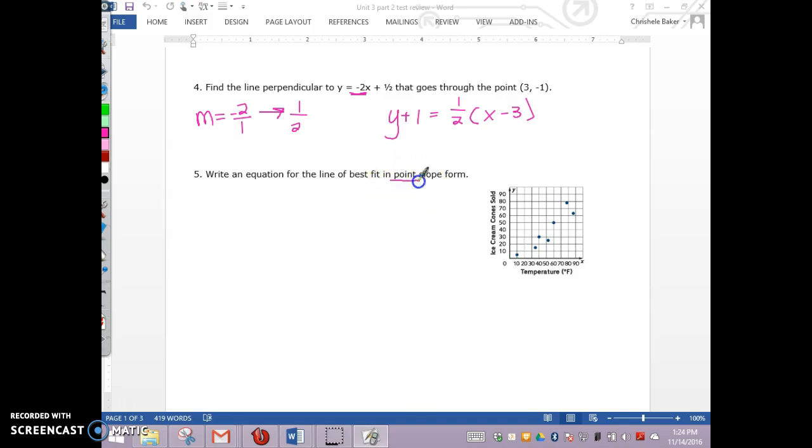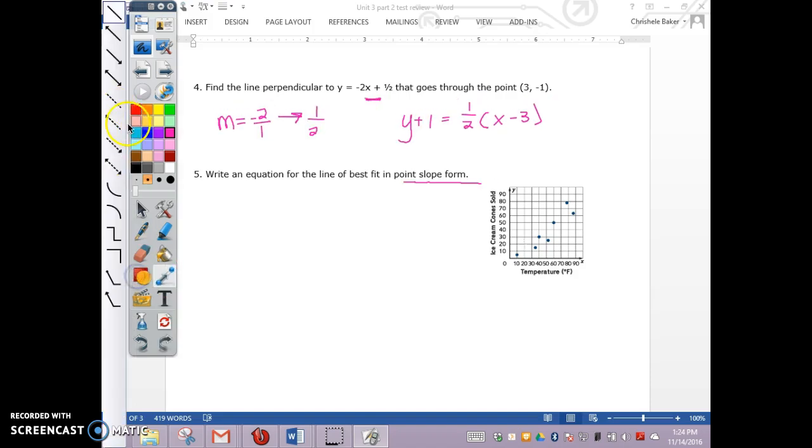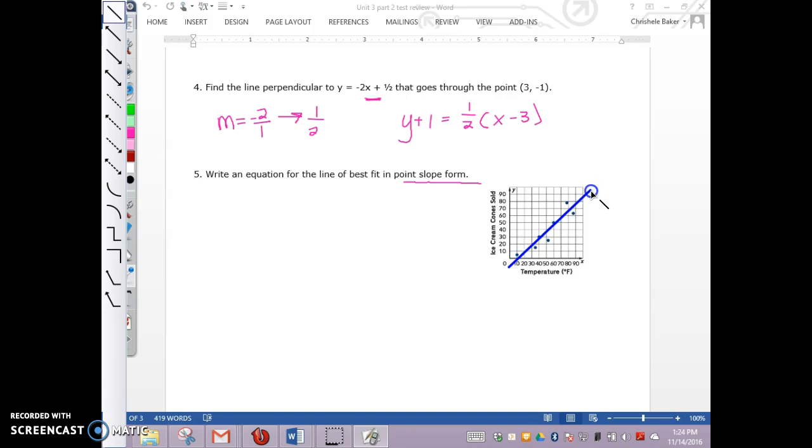Okay, again in number 5, they actually specify point slope form. So what I'm going to do is draw a line of best fit. Just the best that I can, kind of draw a straight line that is going to go through as many of these points, or get as close to these points as possible. So I think that's about good.